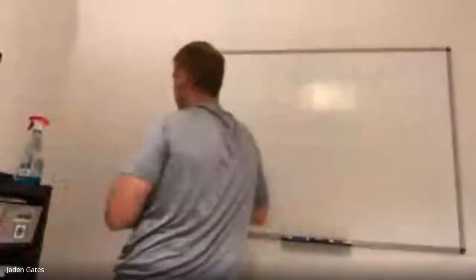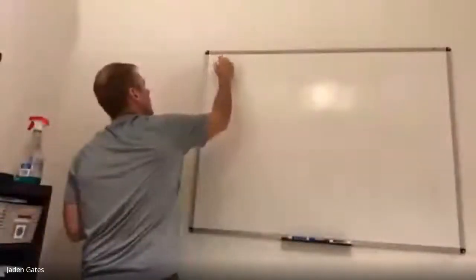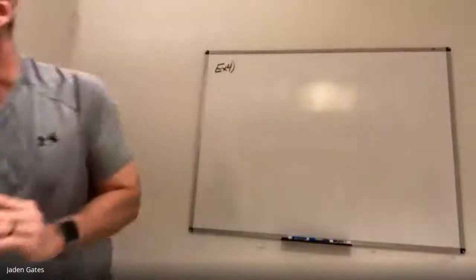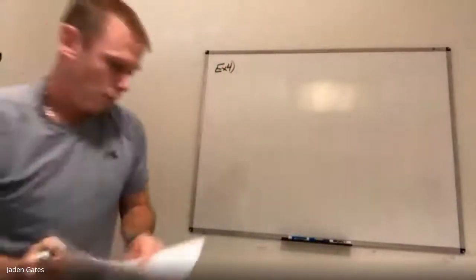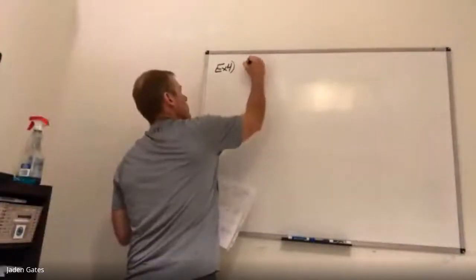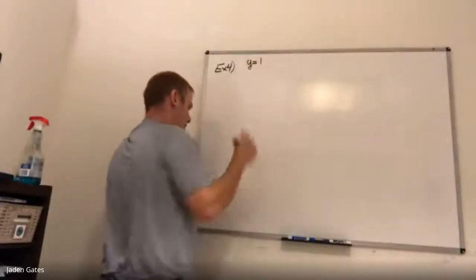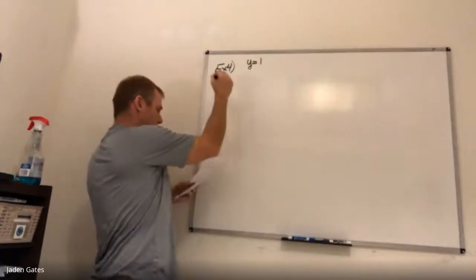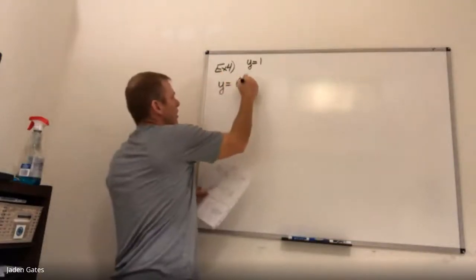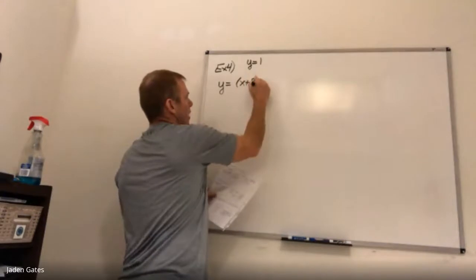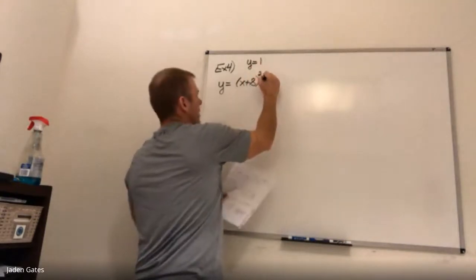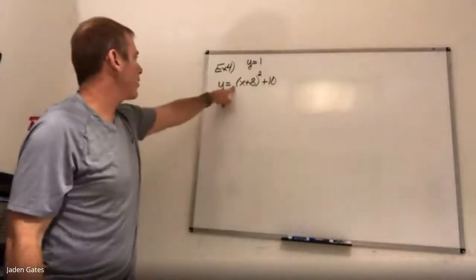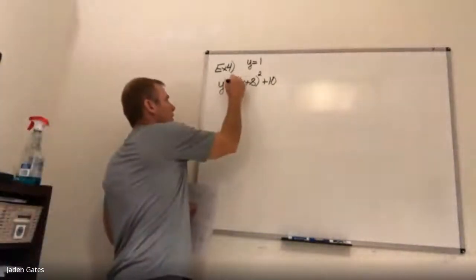Okay, so we have now example 4 says y is equal to 1. So there's our height of our parabola. Find x if our parabola now is y equals (x plus 8) squared plus 10. All right, so there's our parabola, our a value. There's a secret 1 there.